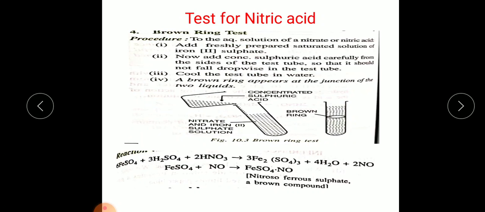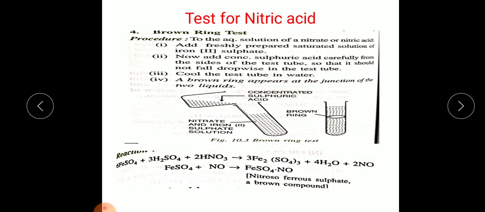Test for nitric acid. There is a famous test known as the brown ring test. This test helps us to identify nitric acid or nitrate. What you need to do is add a freshly prepared saturated solution of iron sulfate in a test tube. Now add concentrated sulfuric acid carefully from the sides of the test tube. So first you need to take the iron sulfate solution. Then you can add the nitrate compound you are testing, that is nitric acid. Then after that you slowly add sulfuric acid from the side of the wall of the test tube, so that it should not fall dropwise into the test tube.